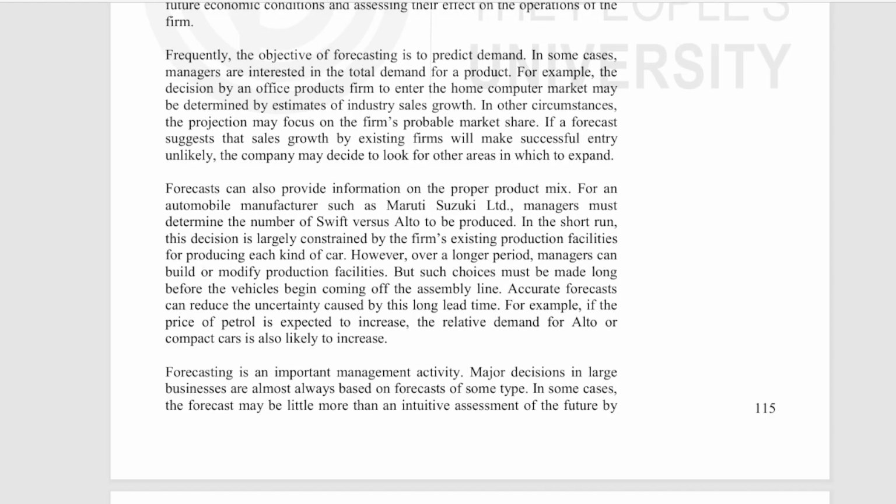In some cases, managers are interested in the total demand for a product. For example, the decision by an office product firm to enter the home computer market may be determined by estimates of industry sales growth. In other circumstances, the projection may focus on the firm's probable market share. If a forecast suggests that sales growth by existing firms will make successful entry unlikely, the company may decide to look for other areas in which to expand.